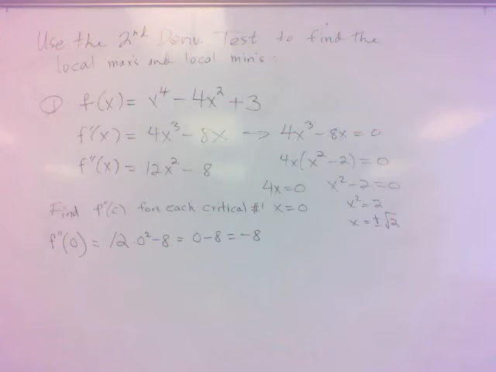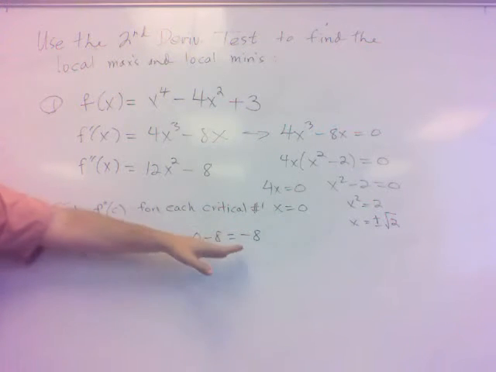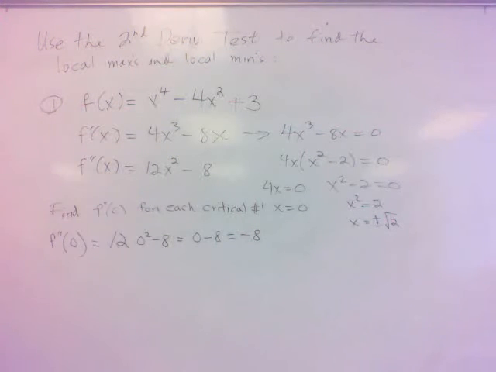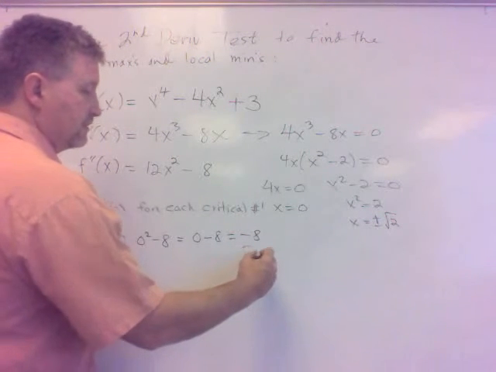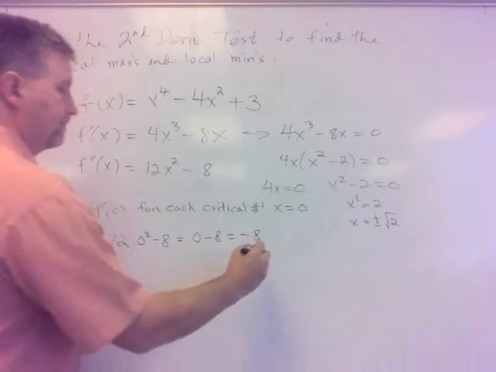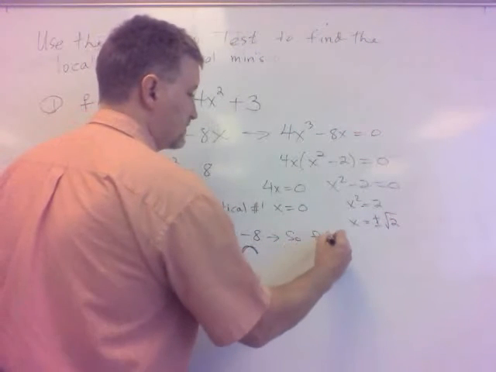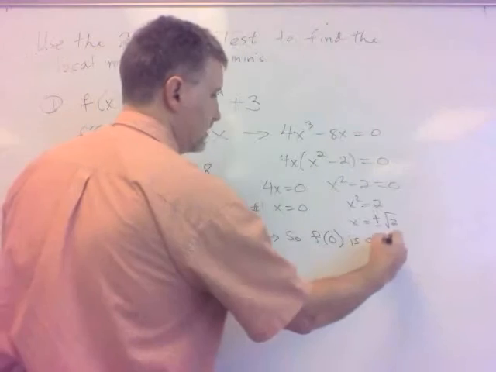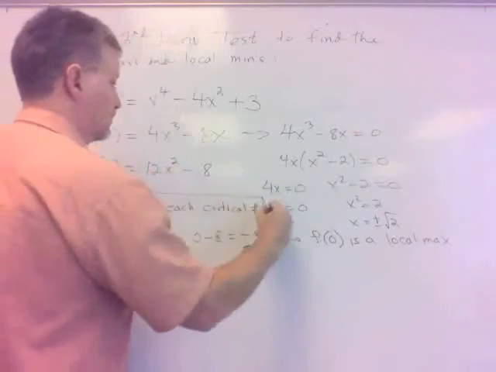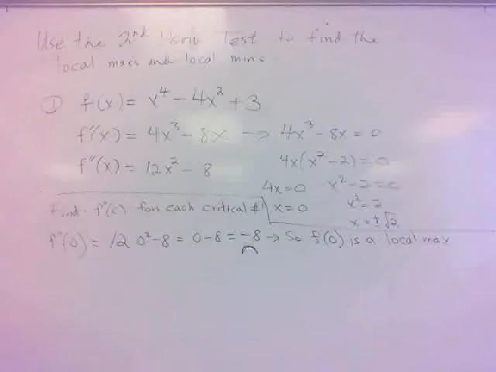Then I go back to my little table there. What that tells me, that's the second derivative at the critical number, and it's negative. That's concave down. Negative second derivative is concave down. So what have I got at 0? It will be a max. So the function value at 0 is a local max. Separate that out a little bit.